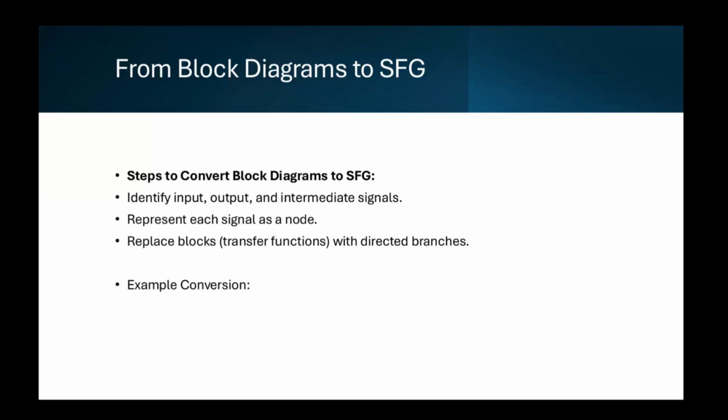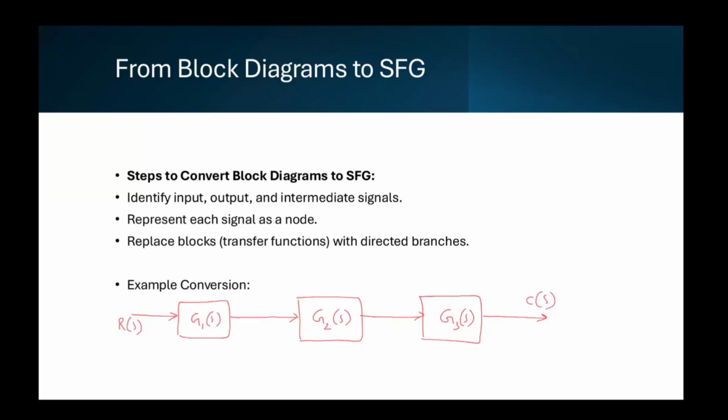So we will see a basic cascade block diagram which will be converted to a signal flow graph. This is a cascade system where the input is R(s) and the output is C(s), and there are three transfer functions kept in series. So the overall transfer function will be G1 times G2 times G3. So we will see how this is converted to the signal flow graph.